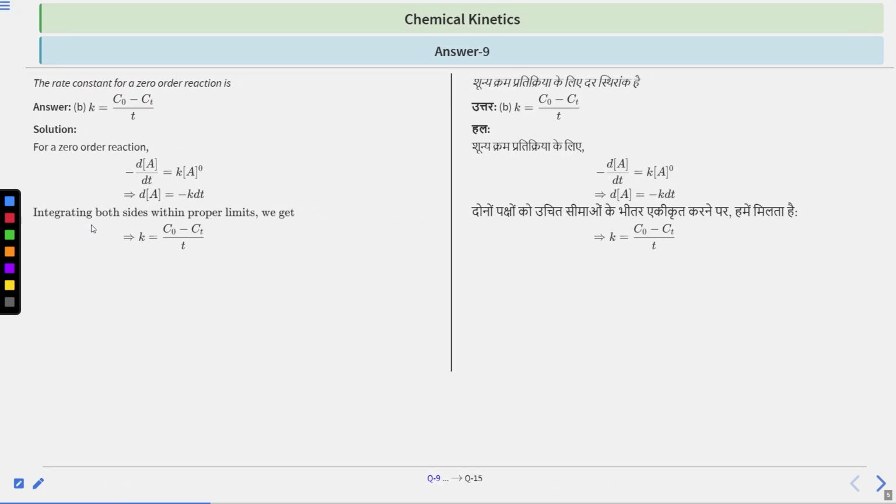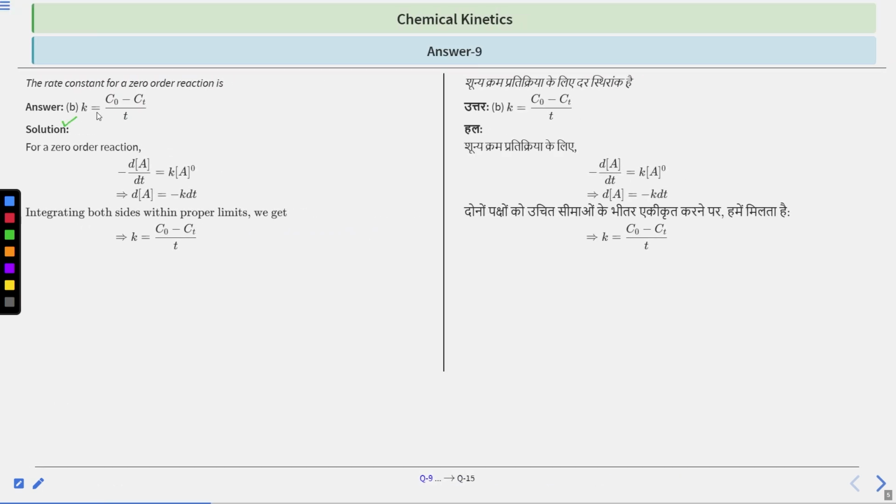Okay, let's see. The correct answer is option B, that is K is equal to C naught minus Ct by T. For a zero order reaction, this will be the rate equation: minus dA by dt is equal to K times A to the power 0, concentration of A to the power 0, so it will become 1. So dA will become equal to minus K dt, and we just integrate both sides with the proper limits.